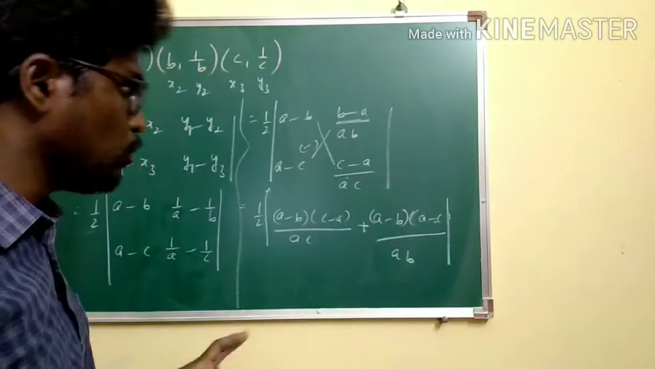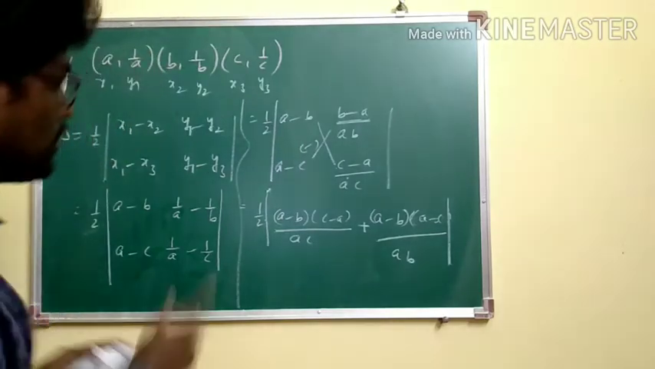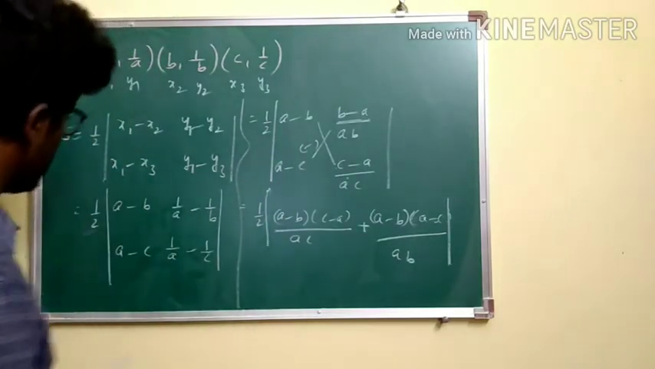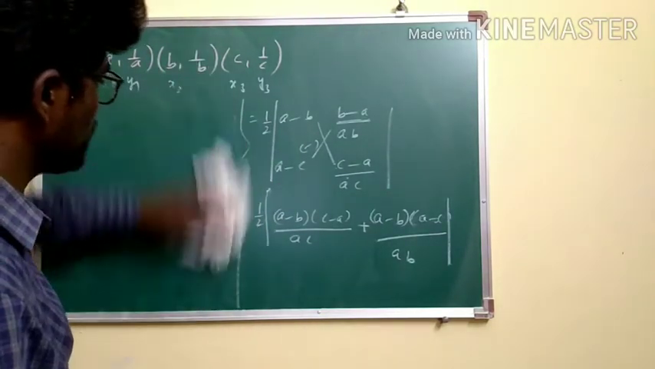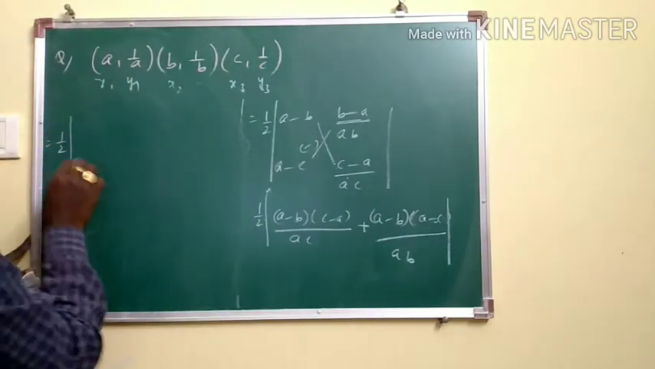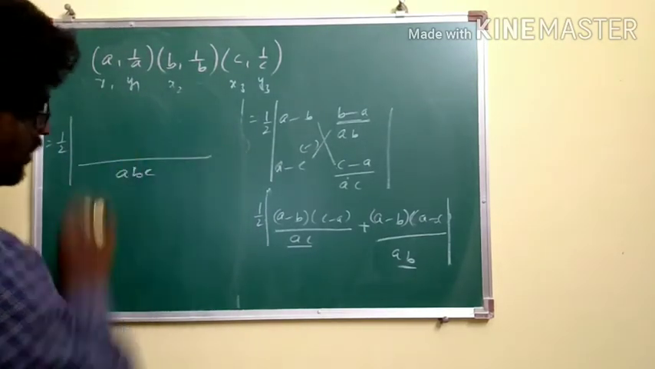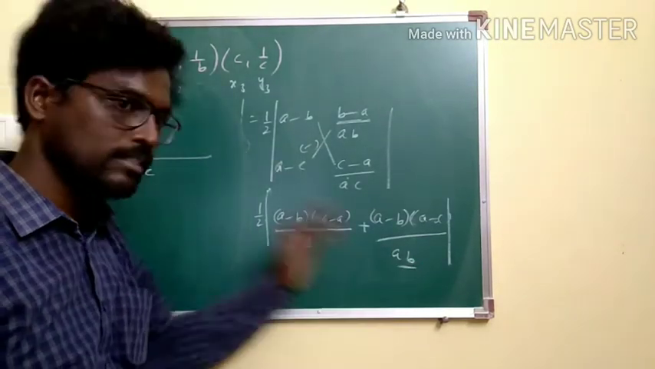After getting up to here, most of the students get stuck here. What to do? Nothing. Here we are supposed to factorize the part. That's it. We should be very careful in such areas. See very clearly, what is the LCM of both expressions AC and AB? Nothing but ABC. The least common multiple of AC and AB is ABC.